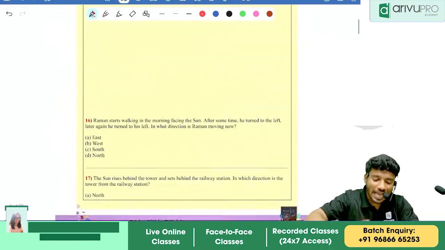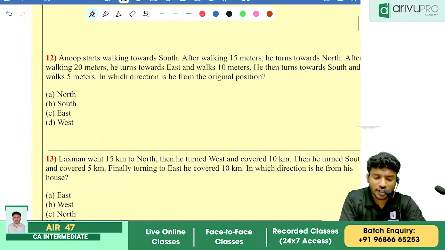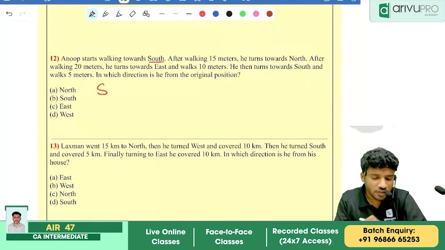Now people, I'll show you the shortcut for solving such type of question. Adobe started walking towards south. So initial direction is what? South.